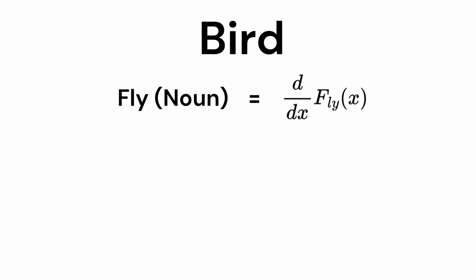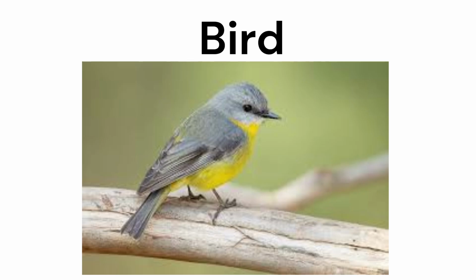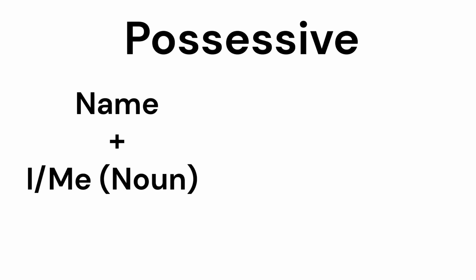So, to create the word bird, we can combine the word fly, but as a noun, and animal, incrementing the decibel level by 0.01 for each word, eventually getting the word bird. This also happens to be how you make nouns possessive. So if I had the word name and then the word me, it would be my name.